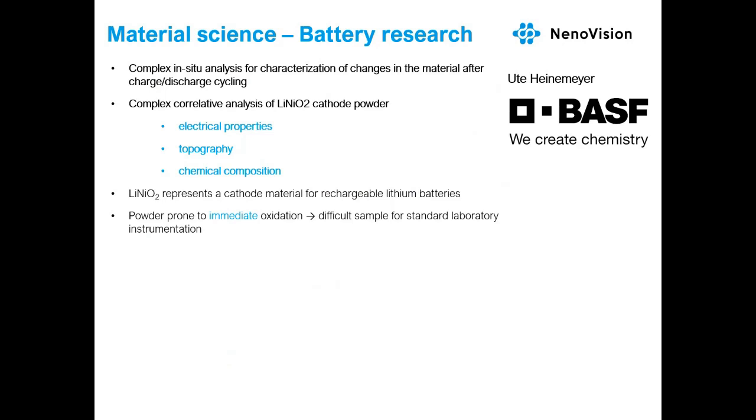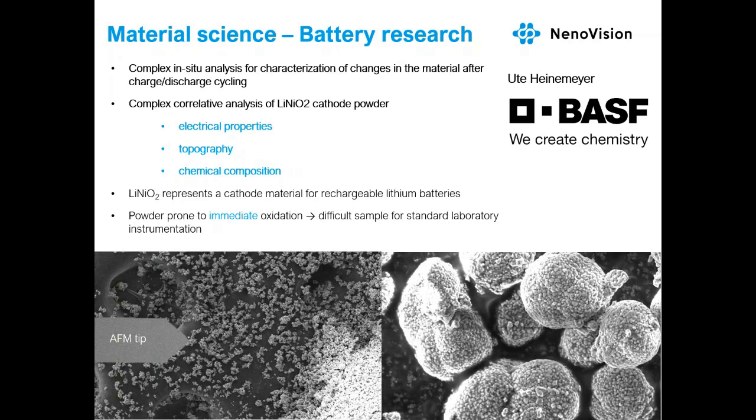So we use lithium nickel dioxide powder, cathode powder, and then we analyze it from the electrical point of view, from the topography point of view, from the chemical composition. So this material represents a really promising cathode material for rechargeable lithium batteries, and it's important, it tends to immediately oxidize while it's out of the controlled atmosphere. So in the SEM, we use a vacuum, and it's really important to do it in this way. Otherwise, on the standalone AFM, it's almost impossible to analyze it. This is how it looks, just to give you the idea. So it's such a powder with the structure on that.